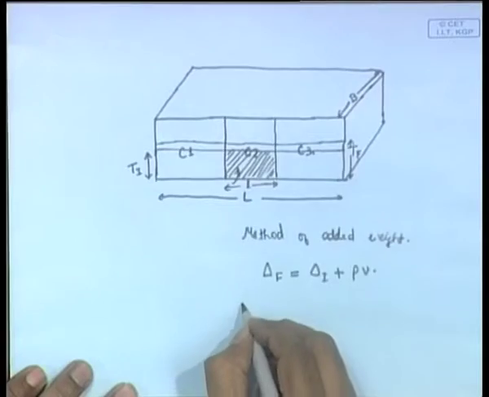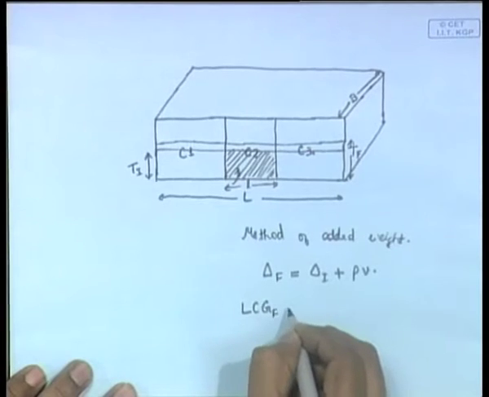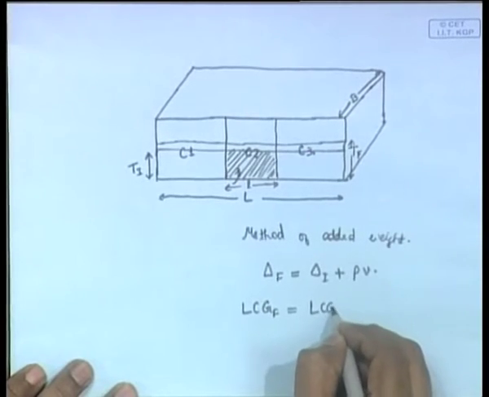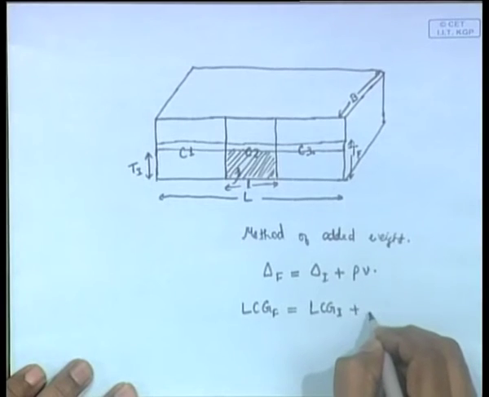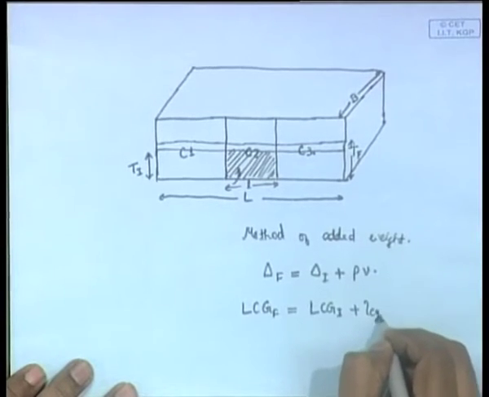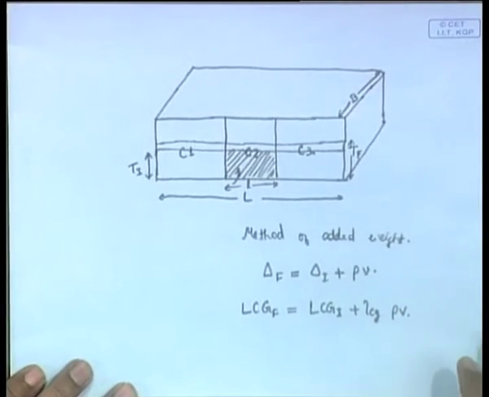Then similarly, LCG in the final case will be obtained from LCG in the initial case plus the LCG of this volume. If you find the LCG of that water added, for instance in this particular problem we had a compartment in the middle, it will be exactly in the middle of that compartment. So that will be the LCG of the weight of the water added.